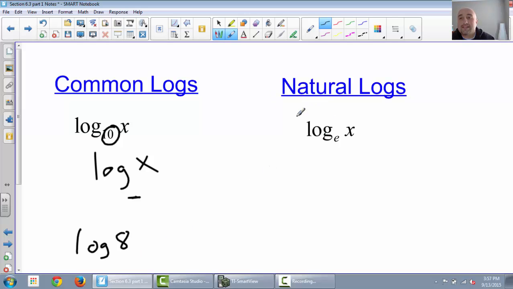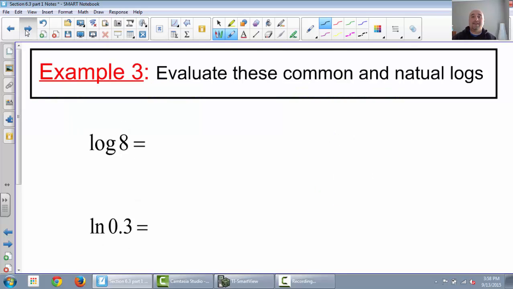Secondly, we have something called natural logs. And natural logs, remember natural base, we use e's. So natural logs are log base e of x, but we don't write it that way. The calculator has a button that actually does this for us. It's the ln button, meaning natural log. So we would write log base e of x as ln of x. The nice thing about common logs and natural logs is that we can use the calculator. They're very simple. So we have example 3 here. It says evaluate these common logs and natural logs.